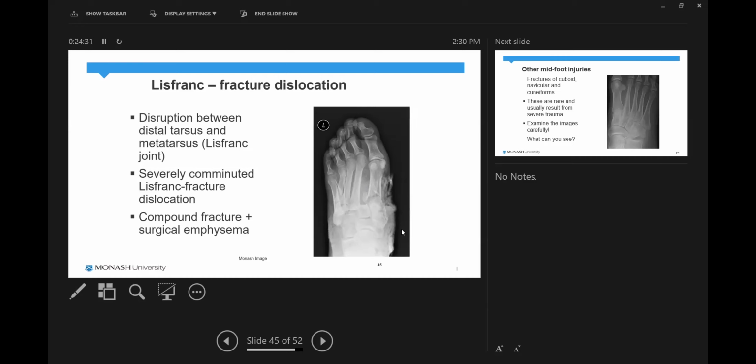And the other important thing to note is that the fracture actually goes through the skin, so this is also a compound fracture. And within the skin itself, there's this black gas within that, and that indicates that there is surgical emphysema.